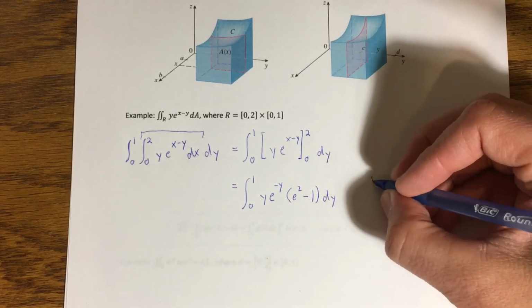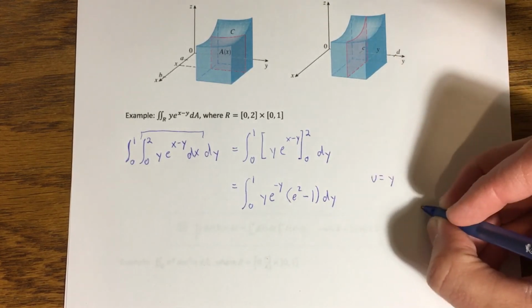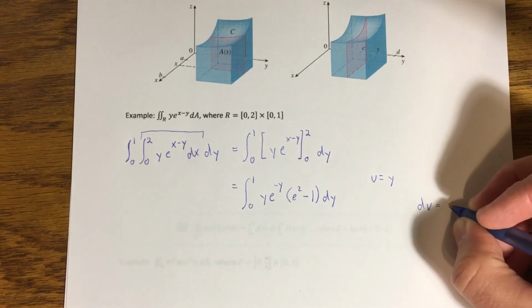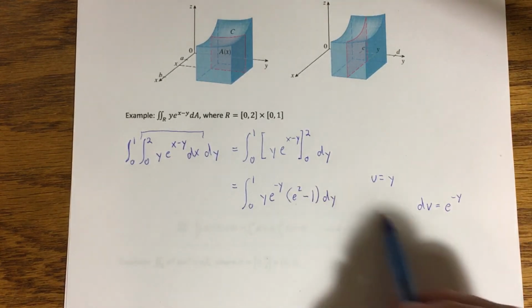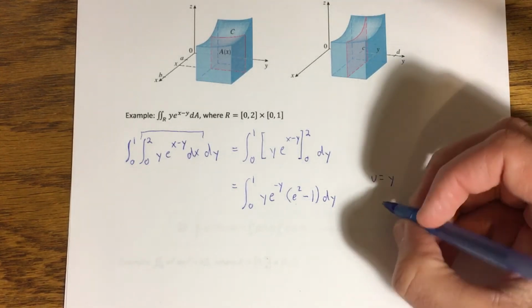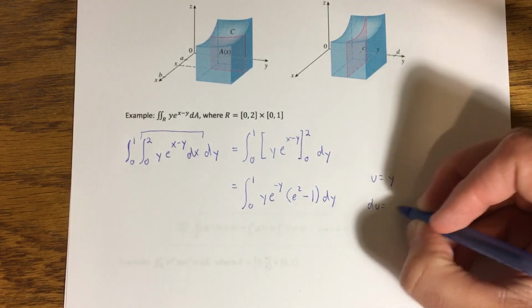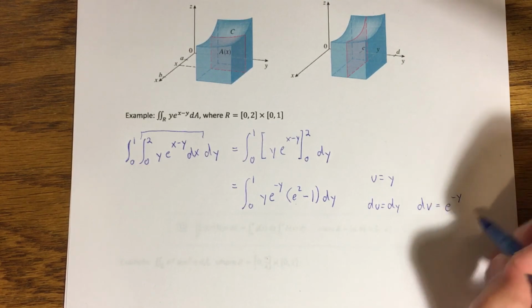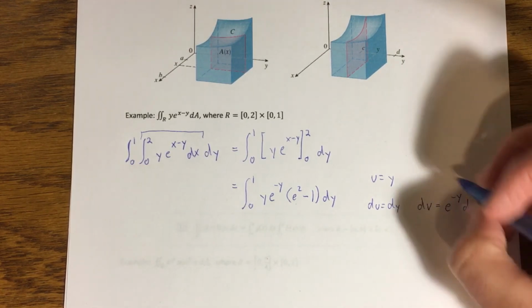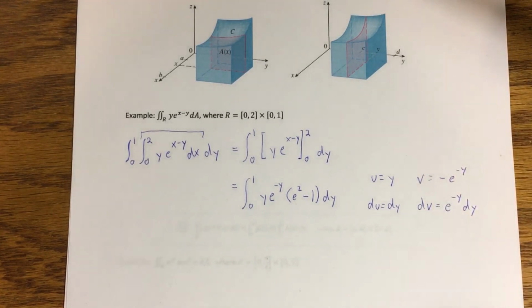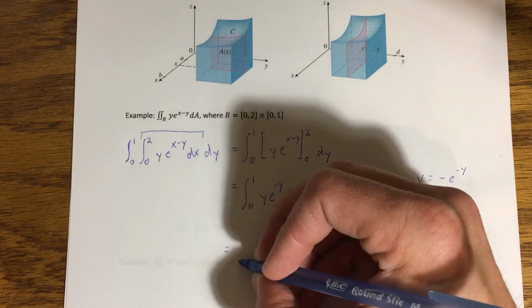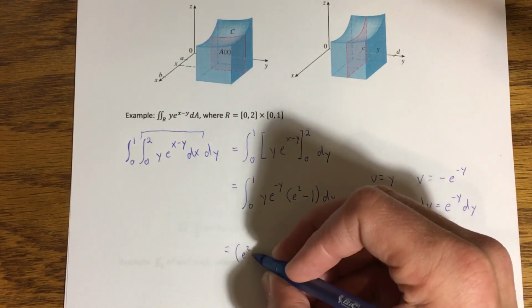I'm going to set u equal to y. dv then would have to equal e to the negative y. And again, this e squared minus 1 is going to be brought out, so I don't need to use it anywhere in here. du is going to be dy. One thing I did forget, I should include the dy here as well. v then would be negative e to the negative y. Okay, so using that to evaluate this integral, let's start by bringing the e squared minus 1 out.